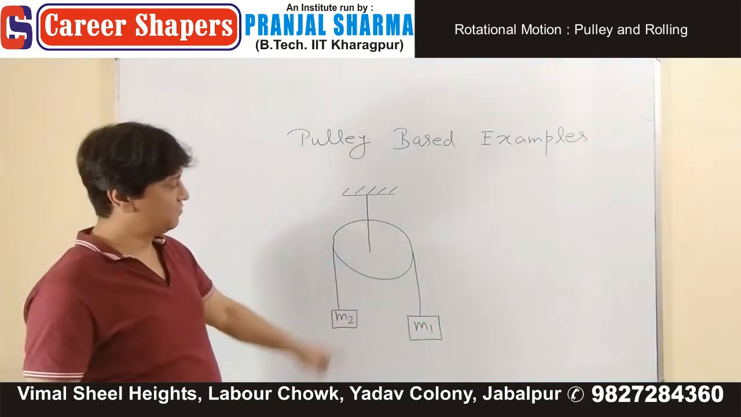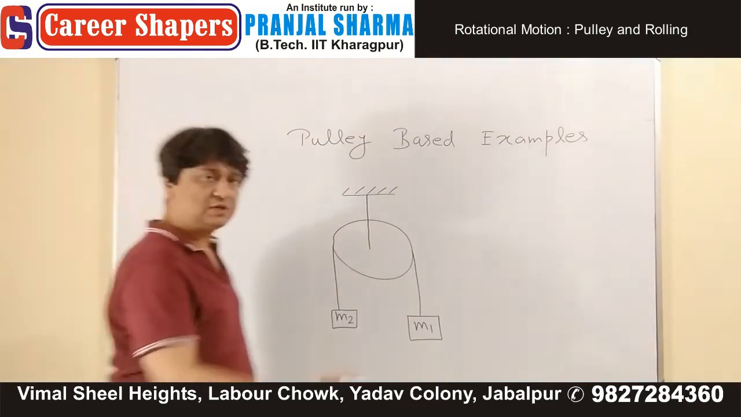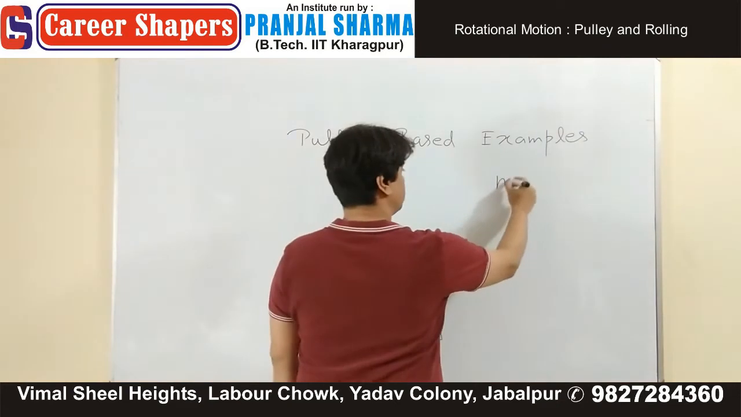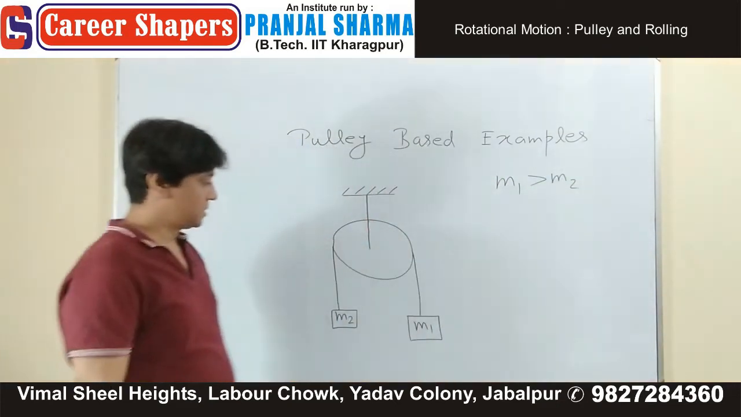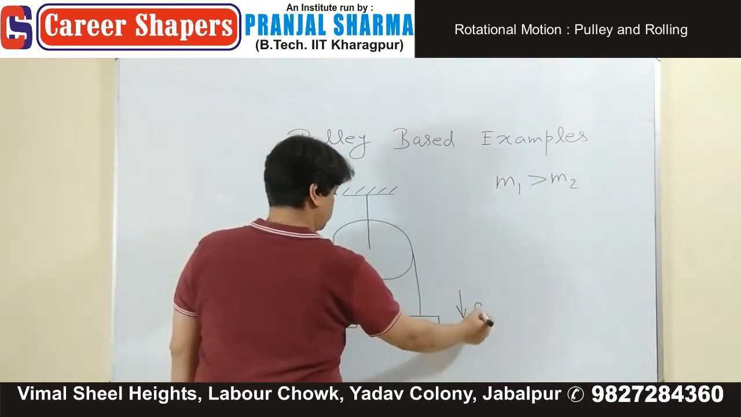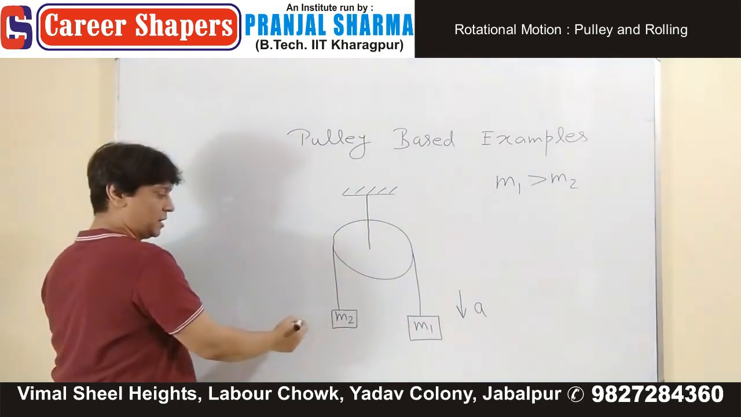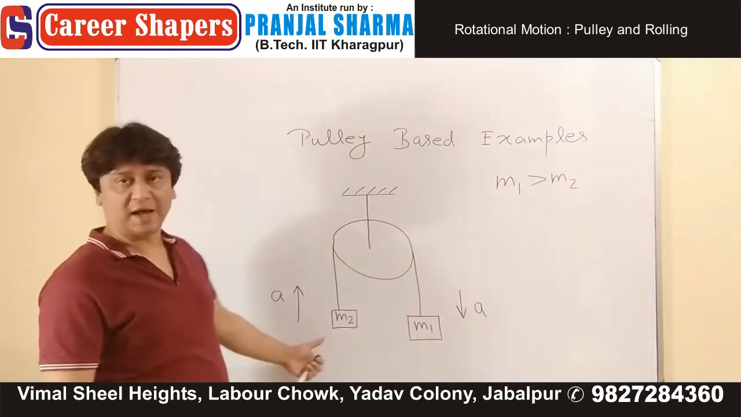Two blocks M1 and M2 such that M1 is greater than M2. This M1 moves downwards with an acceleration A, M2 moves up with same acceleration A.